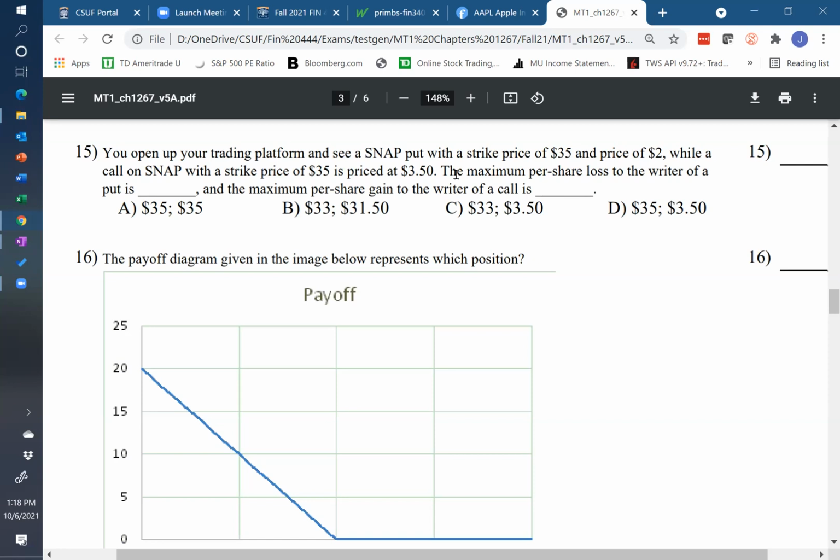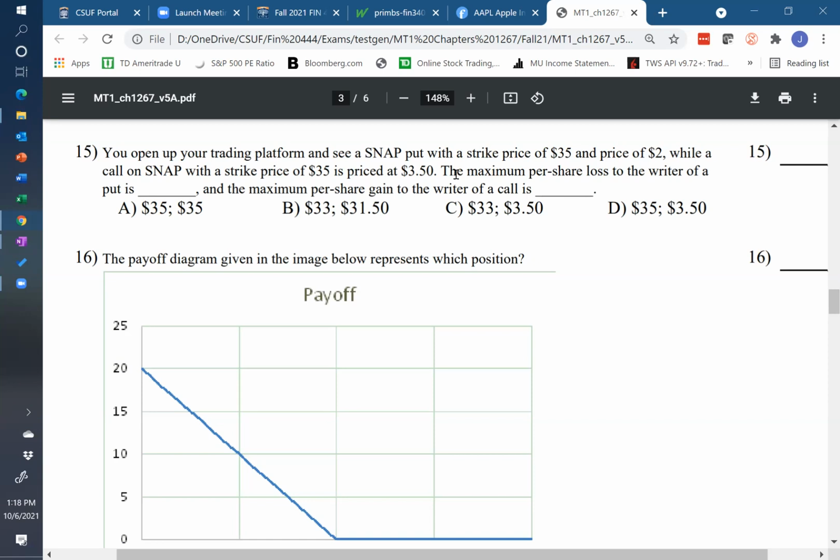Let's start with the easy one. Per share gain to the writer of a call option. If you write a call option, what's the most that you can make? What's the best scenario for you? You sell a call option and you hope they never exercise it. Then you just collected the premium. Okay, so the second one is going to be the premium of the call. It's the $3.50. So that gives us down to C or D.